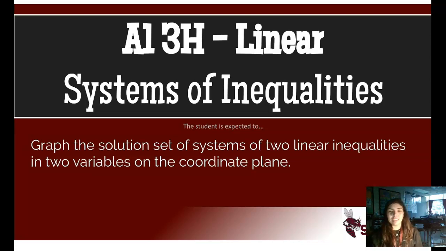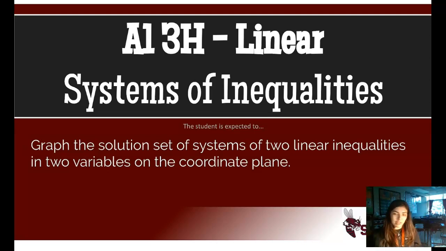TEKS 3H is the last linear TEKS that we teach. It's about systems of inequalities. It says the student is expected to graph the solution set of systems of two linear inequalities in two variables on the coordinate plane. Okay, so this time we're not going to be graphing one inequality, we're going to be graphing two. And instead of just graphing two lines, we're actually going to be graphing two shaded regions.